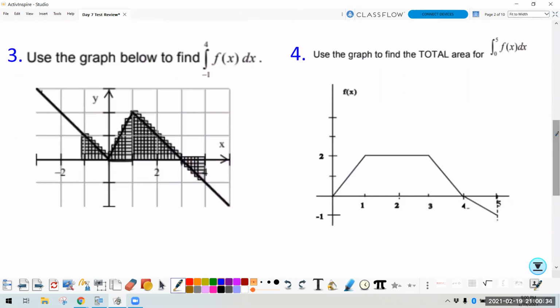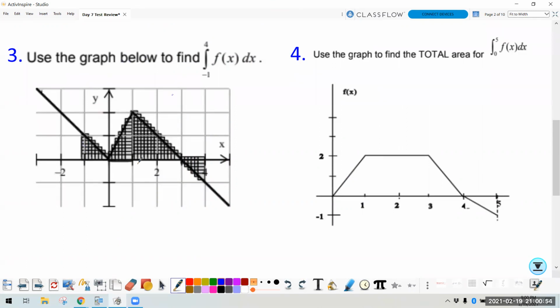All right, for 3 and 4, use the graphs below to find the integral from -1 to 4. So I have to count up those blocks. Sorry, I should have said pause and try these 2 problems now. All right, so we have to count up these blocks.